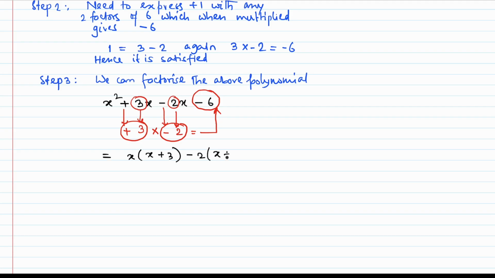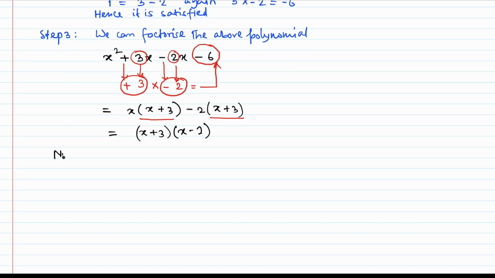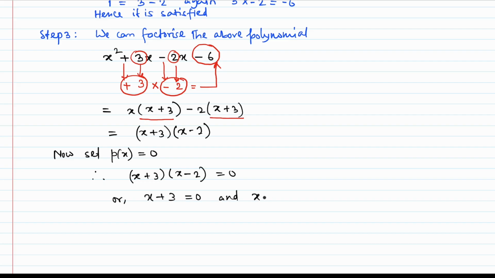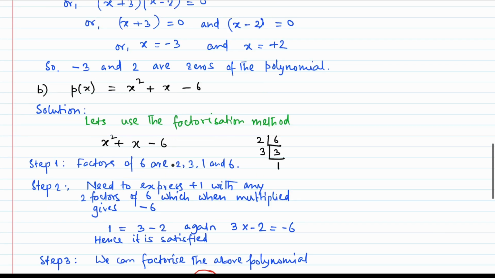the constant. So then we are taking x as common, so it becomes x plus 3, and minus 2 as common, then it becomes x plus 3. So therefore x plus 3 and x minus 2, it becomes x plus 3 into x minus 2. So let us now set p(x) equal to 0. Therefore x plus 3 into x minus 2 is equal to 0, and solving this we get x equal to minus 3 and x equal to 2. So minus 3 and 2 are the zeros of the above polynomial.